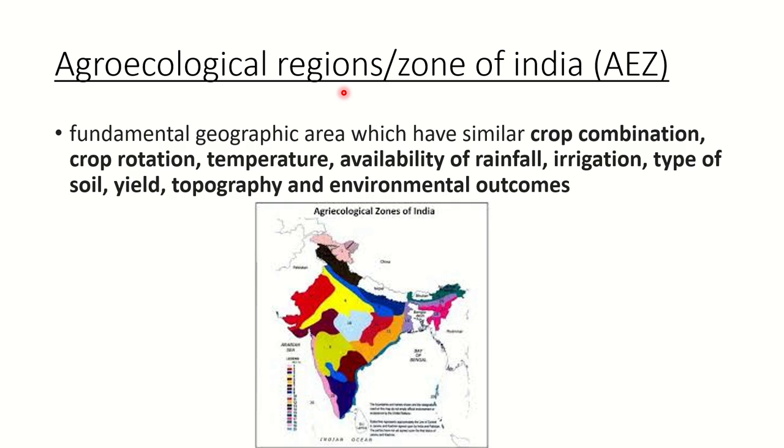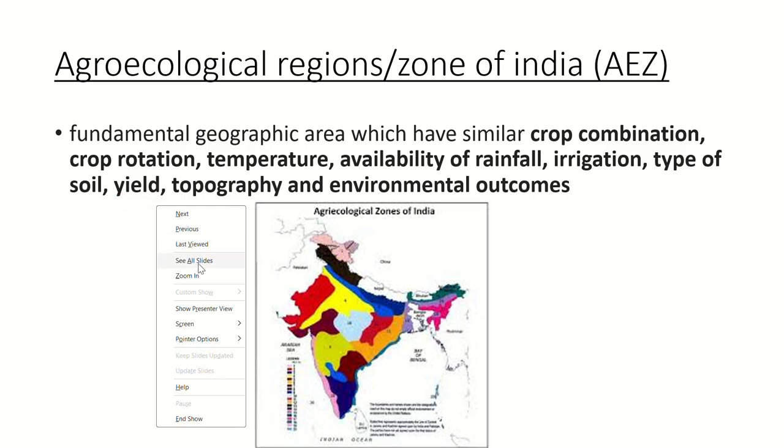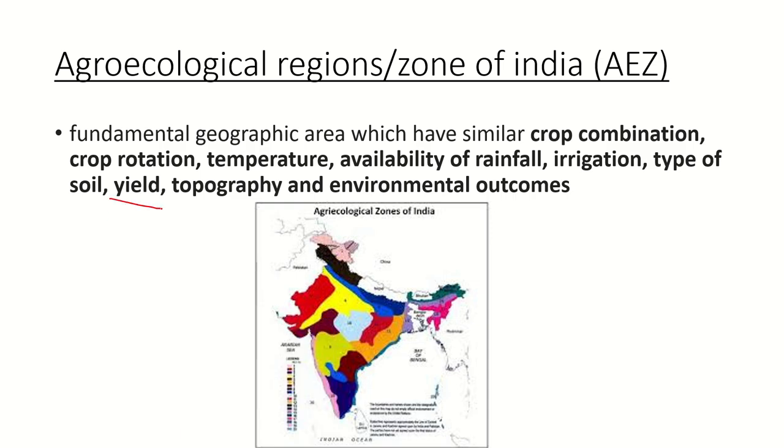And next is yield. We all know that if all the factors like crop combination, crop rotation, temperature, availability of rainfall, irrigation, and soil are very good, we will get good yield, and vice versa. If good yield is there, we can say these are all very good. Yield is also dependent on the cropping intensity.